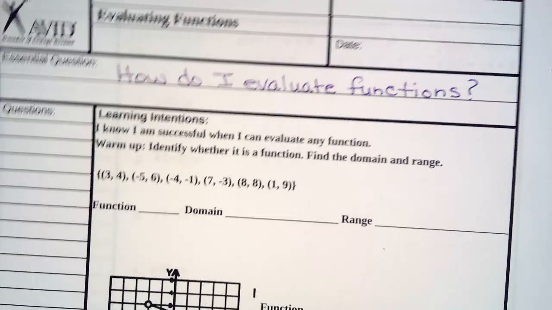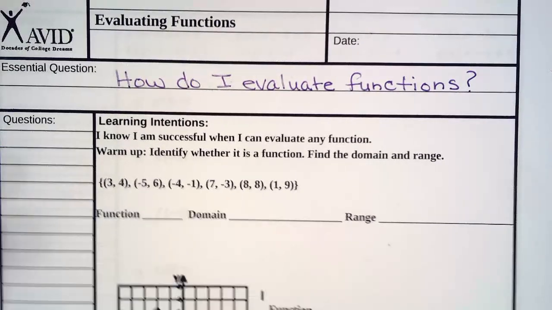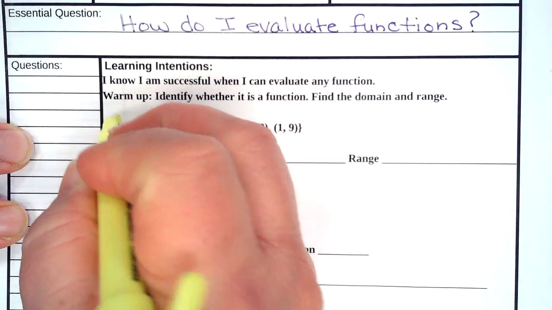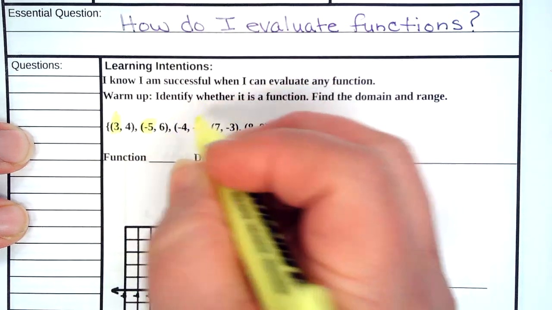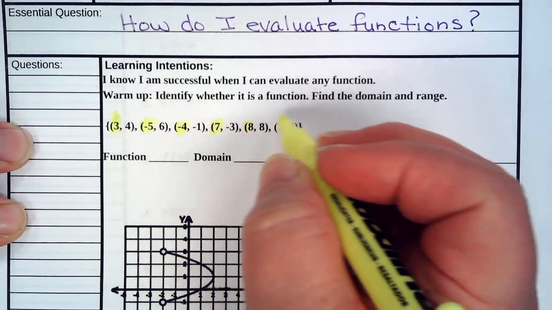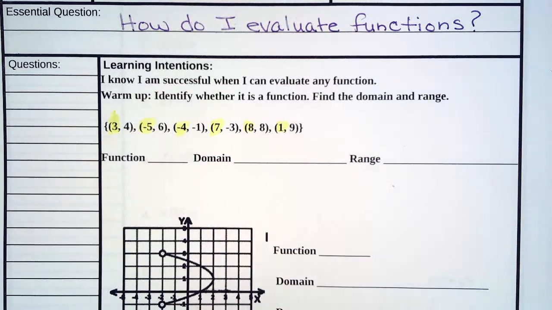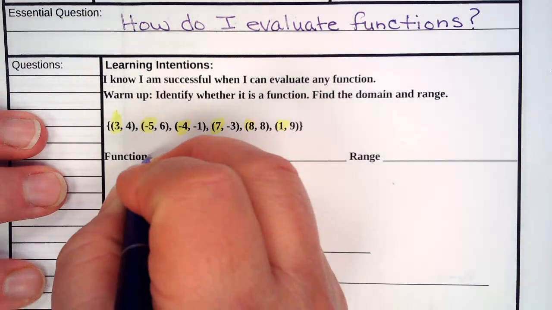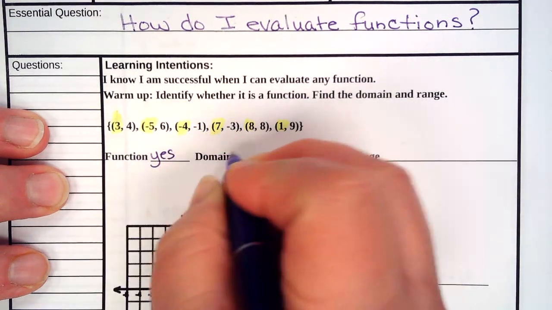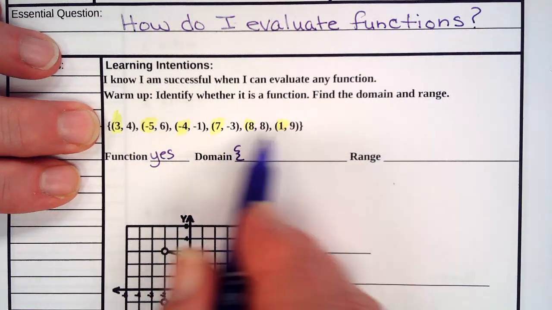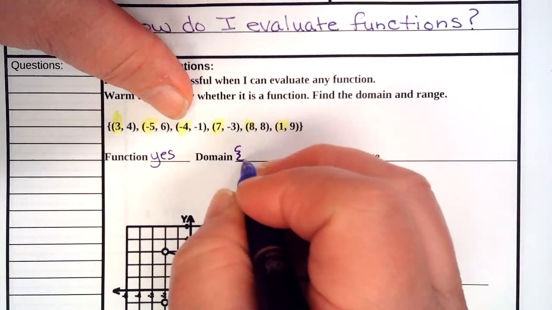Well, I do hope you tried to do them on your own. As you're looking at this, we're looking at our x values. I've got 3, -5, -4, 7, 8, and 1. None of the inputs repeat, so this means it is a function.